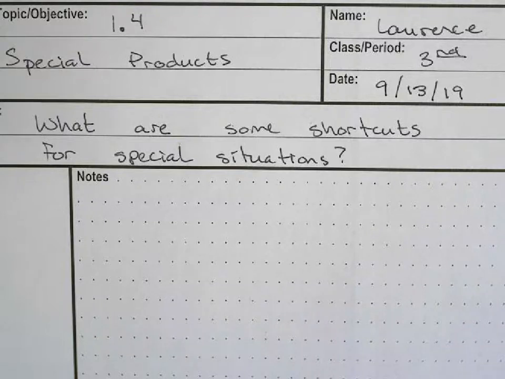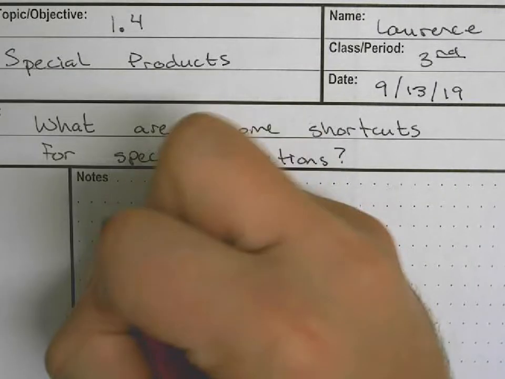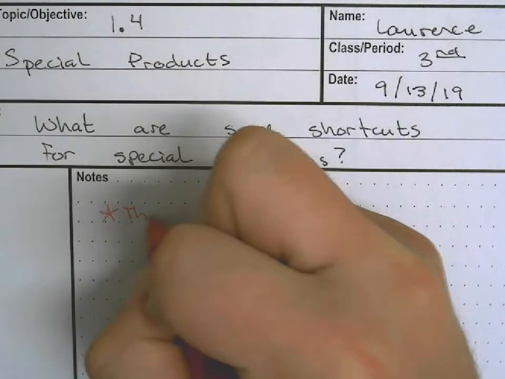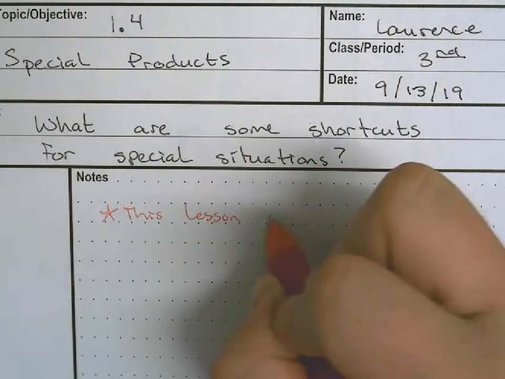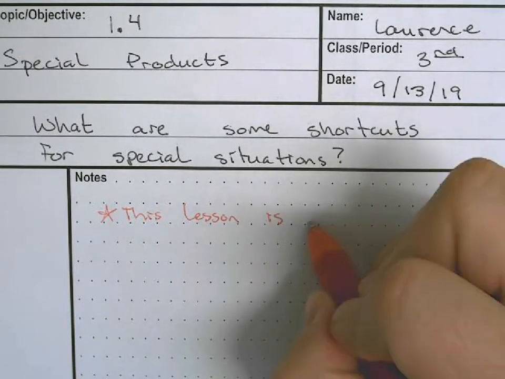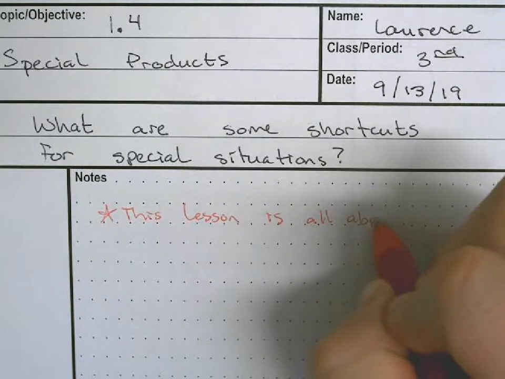So we have some special situations where we're multiplying two polynomials or binomials together, but they'll be very similar to each other, or exactly the same, and we can take a shortcut to get there. But one thing I want to make a note of is that this lesson is all about shortcuts.